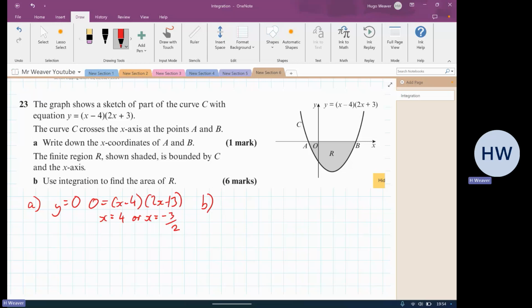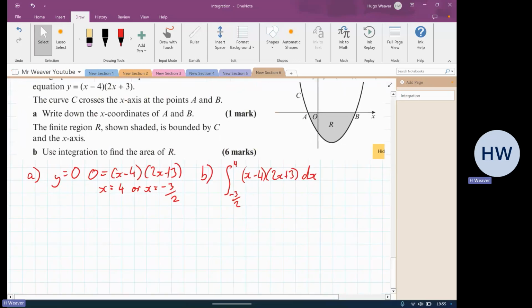Now what I'm going to do for part B, and I'll start it over here, is use integration to find the area. So I'm going to set up my integration first. I'm going to integrate it between my bounds of 4 and -3/2. And I should have the equation (x minus 4)(2x plus 3) in terms of x, dx. And what I need to do, it's impossible to integrate it like that. So I need to expand it, okay?